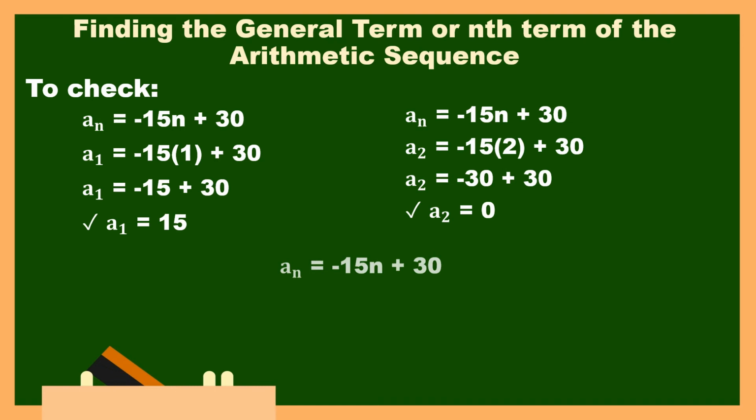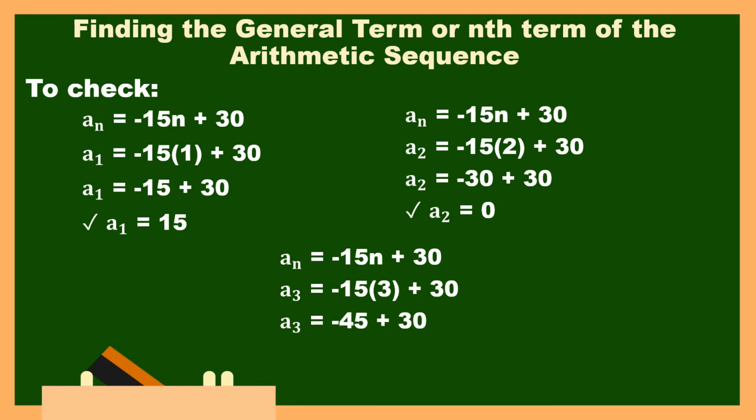At para naman sa third term, papalitan natin lahat ng n doon sa ating arithmetic sequence rule ng 3. Kaya siya magiging a sub 3 equals negative 15 times 3 plus 30. Then, a sub 3 is equal to negative 45 plus 30. Then, subtract since unlike sign. Kaya ang ating a sub 3 or third term ay equal to negative 15.